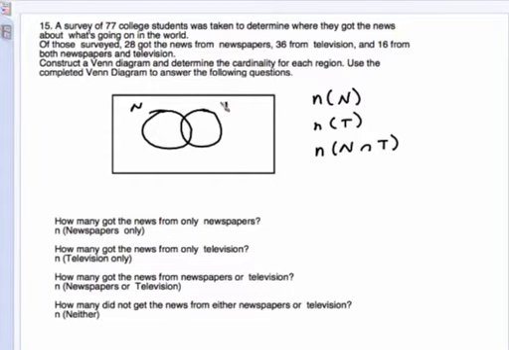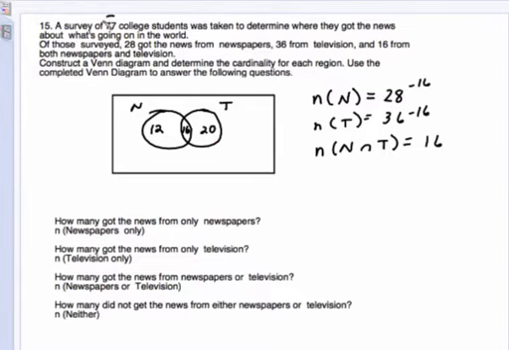This is newspaper, this is TV. So 28 got news from the newspaper, 36 got news from television, and 16 got news from both newspapers and television. That 16 has to go in this little spot right here. I didn't leave enough room. That's 16. The number in the news is 28, so if you subtract 16 from that, we get 12 for right here. Do the same thing for TV. Subtract 16 from that is going to give us 20. And then add this up, 28 plus 20 is 48.